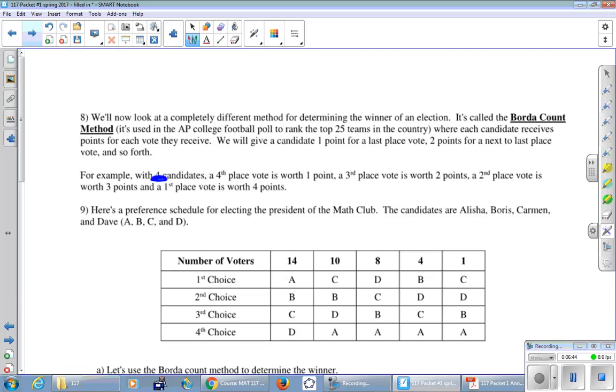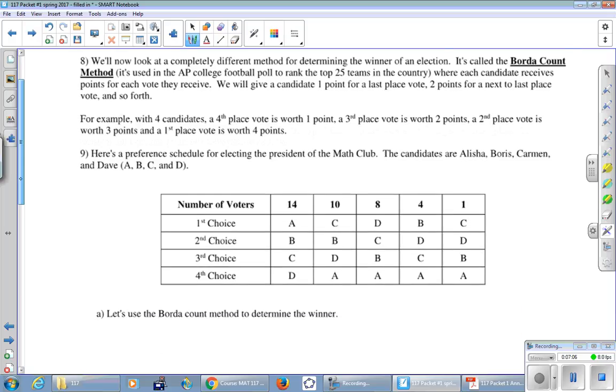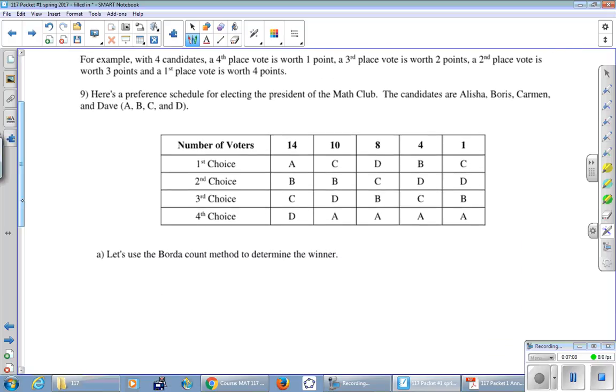My way of thinking about this: you could just start with the 4 candidates and say the 1st place votes get 4 points, but I much prefer starting at the last place position because I know last place is always worth 1 point, and then I can just count my way up, 2 and 3 and 4. If instead we had 11 candidates, then a 1st place vote would be worth 11 points. But like I said, I always start with last place and give them 1 and then count up from there.